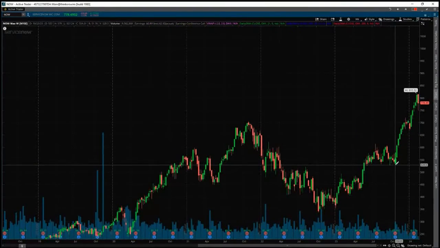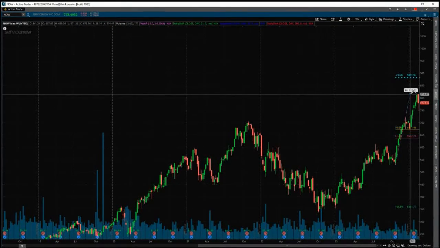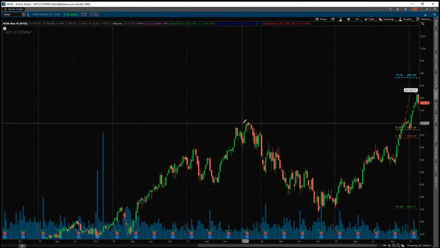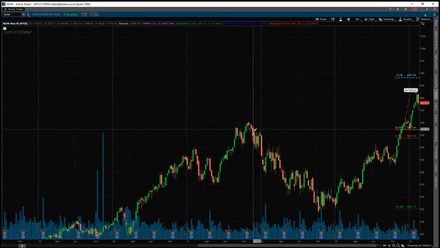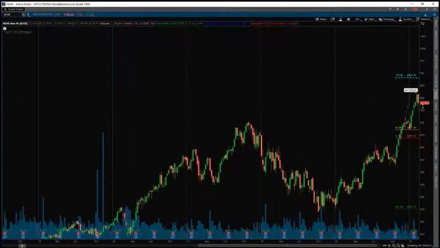So what I do is I want to look for the last low. And I'm going to look for a move down into the 650 area, which is kind of like that previous high, 650 to 700, for a move back up.